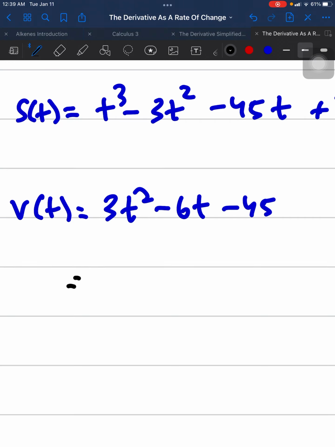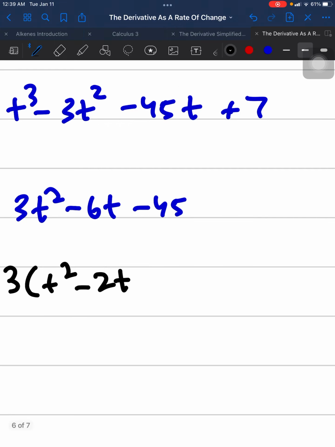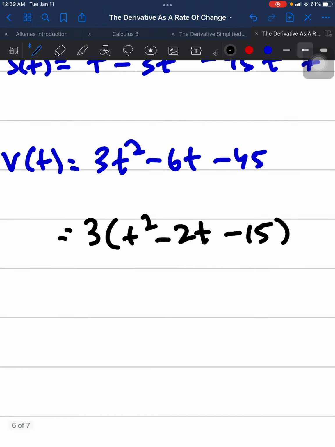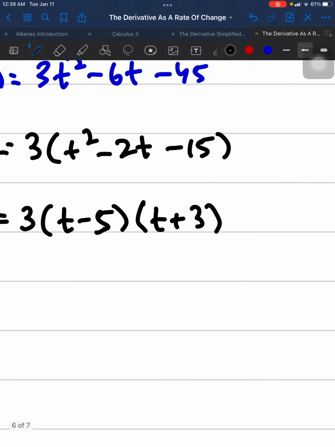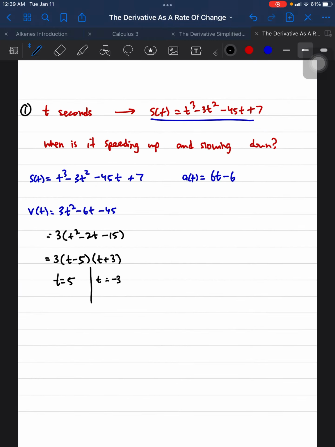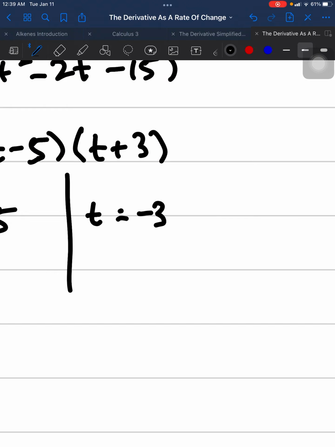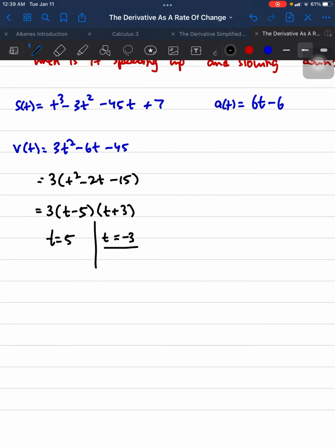So let's factor the velocity function first. We factor out the 3, and we get t squared minus 2t minus 15. We factor this again into its roots, which is t minus 5 and t plus 3, which gives t equals 5 and t equals negative 3. In this case, we can ignore the negative 3 root. We don't really need that since we already have the 5.